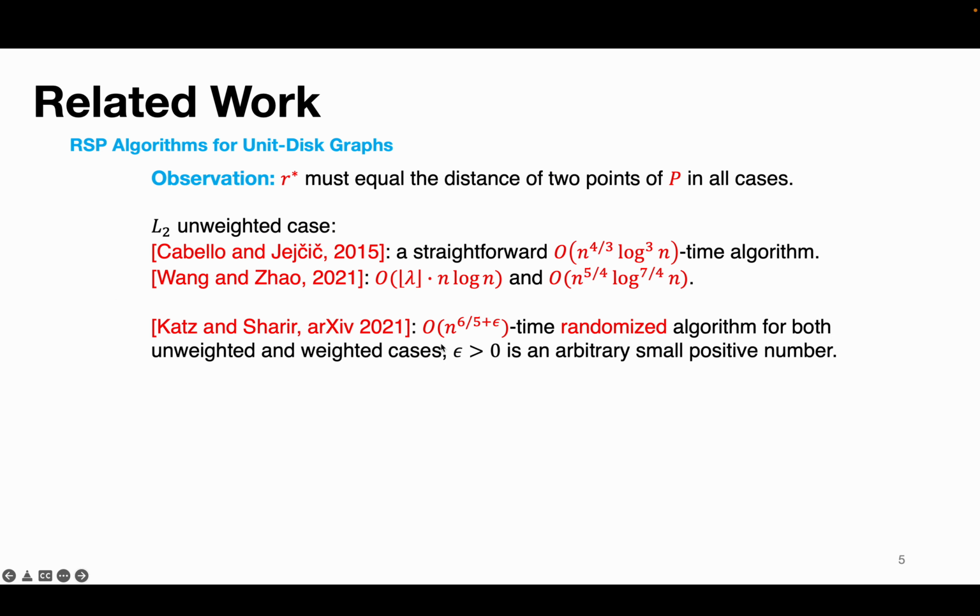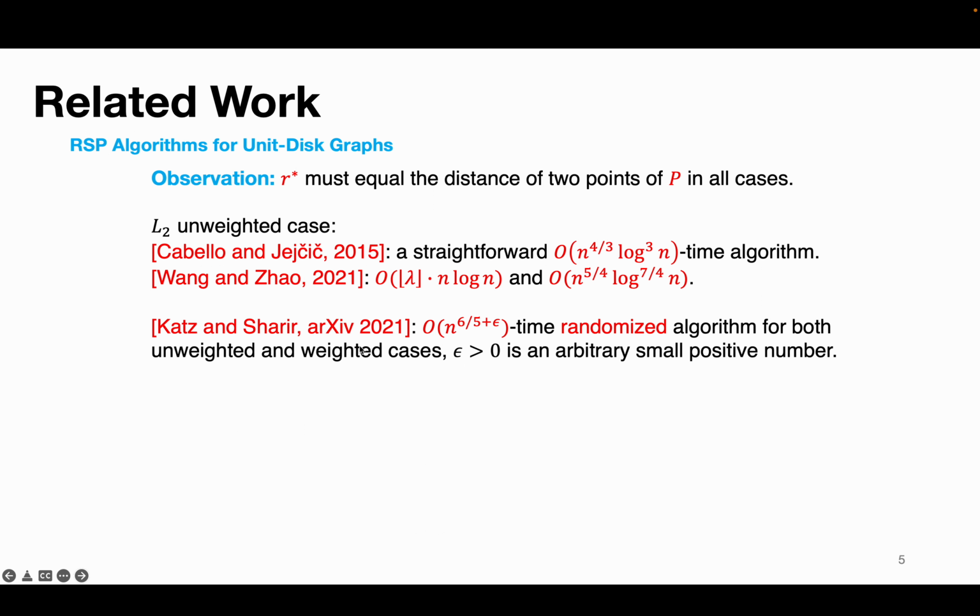We also have some RSP algorithms for unit disk graphs. All of these algorithms are based on an observation that r star must equal the distance of 2 points of P in all cases. Cabello and Jejčič gave a straightforward solution which takes n to the 4/3 times log cubic n time in 2015 for the L2 unweighted case. Wang and Zhao later gave 2 algorithms which take lambda times n log n time and n to the 5/4 times log to the 7/4 n time. The first one is good when lambda is small.